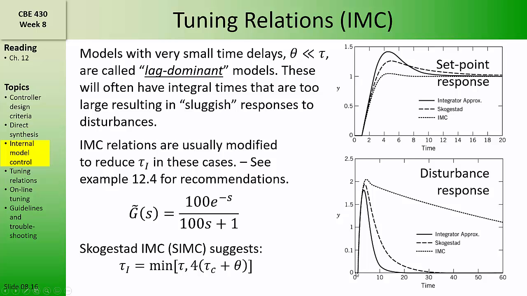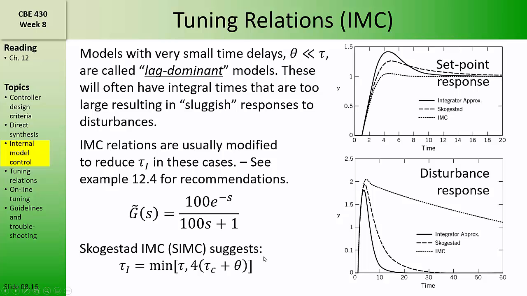However, a step disturbance into the same feedback control loop results in very poor disturbance rejection. It takes much longer for this process to reach the final steady state value in response to a disturbance input than it does in response to set point change. Two ways of dealing with such lag-dominant models are to use what's called the integrator approximation method, where G tilde is modeled by ignoring the constant term here, and instead we tune this as an integrator plus time delay model, or by using the Skogestad modification of the IMC method, called the Skogestad IMC method.